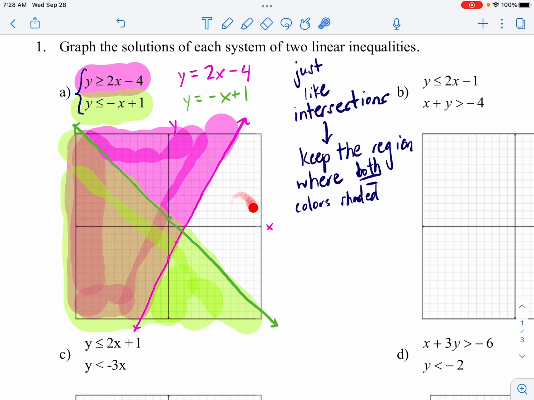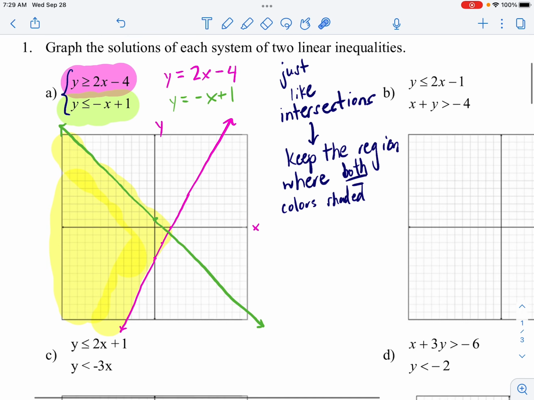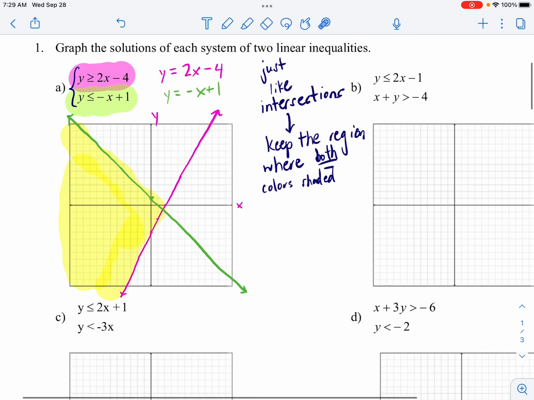So it's no color here, so we're not going to keep that. It's just pink here, so we're not going to keep that. It's just green here, so we're not going to keep that. But here, it's shaded in both pink and green, so this is going to be our solution region. So let me erase the shading I do have and then fill back in this part right here. So this means that any ordered pair I pick from this yellow region is going to solve this system of inequalities, okay? So that's it for example A.